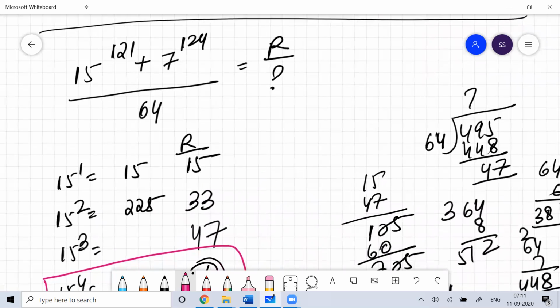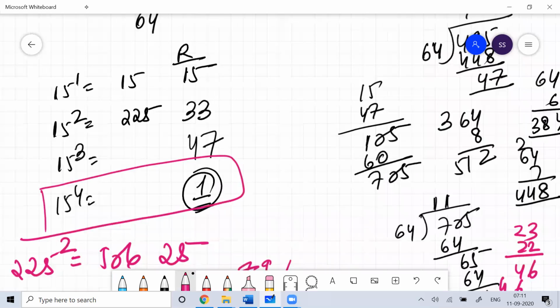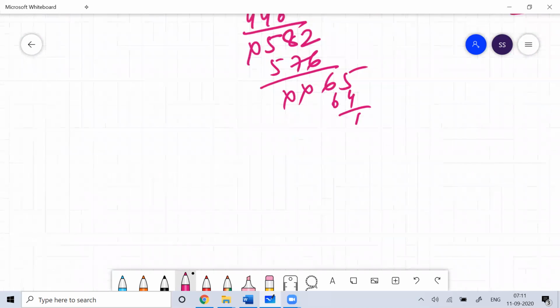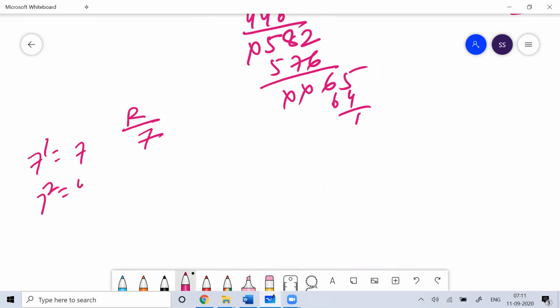What about 7? Let me check for 7 also. 7 to the power 1 is 7; if you divide by 64, the remainder is 7. 7 to the power 2 is 49, remainder 49. 7 to the power 3 is 343.